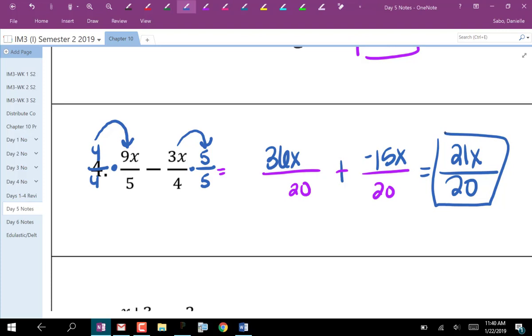Do you have any questions? Is that right? Did we do that right? 36 minus 15. Did you get 19? Did someone else get 19? Let me see my calculator. 36 minus 15.